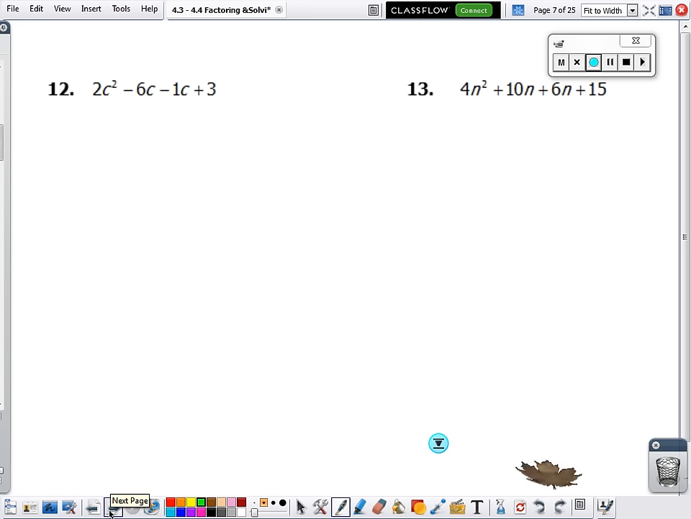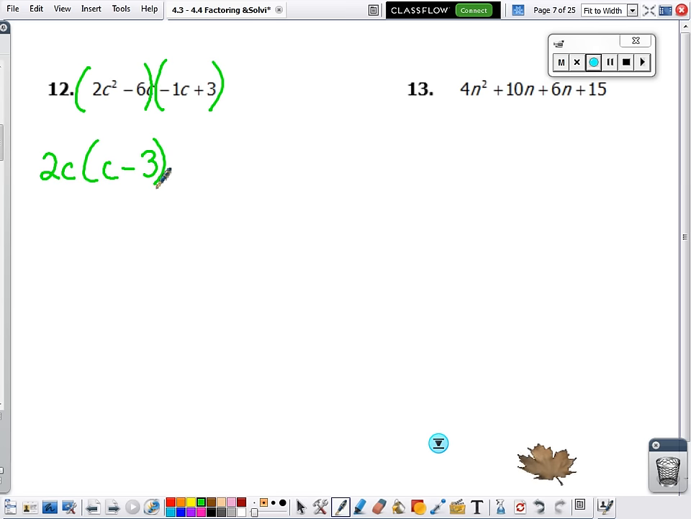The next 2, both 12 and 13, have 4 terms, so we're going to factor both the same way using the grouping method. So I'm going to group my first 2 terms and my second 2. This time around, I have 2c squared minus 6c. So my GCF is not only going to have a number, but also a variable. I can pull out 2c. And then I am left with c minus 3.